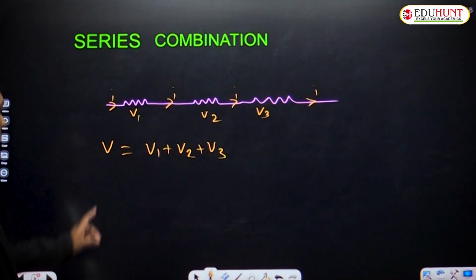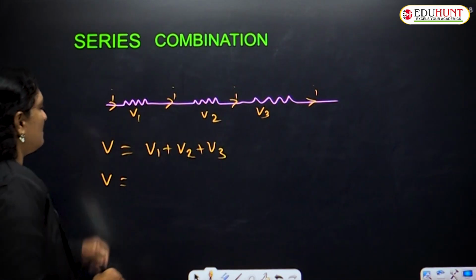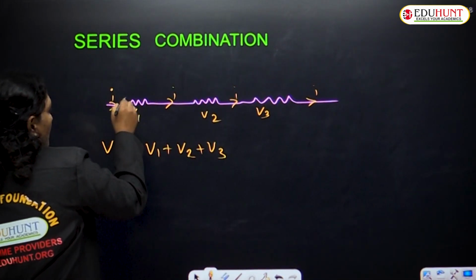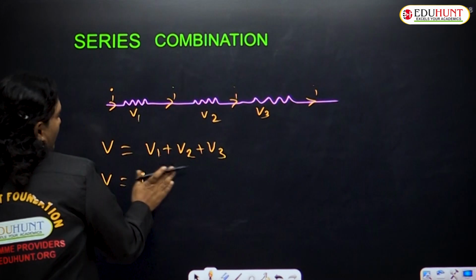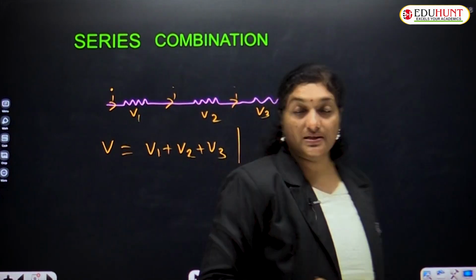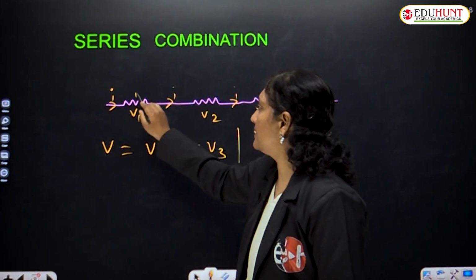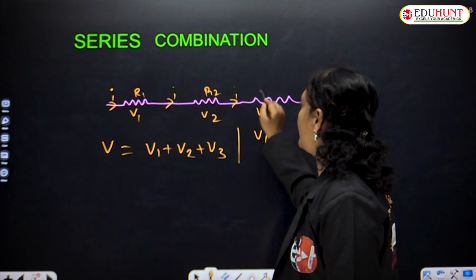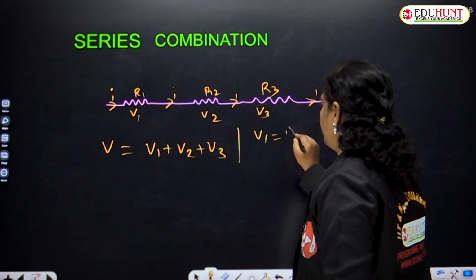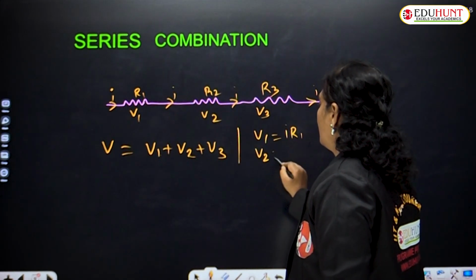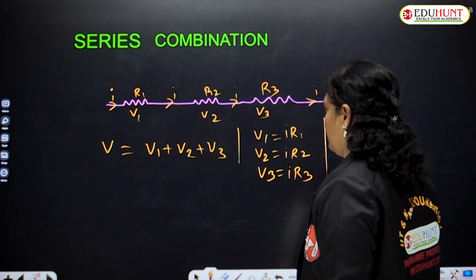So, V1 is nothing but the amount of current passing through the first resistor, which is I into R1. Let me write it separately to make you understand in a better way, children. V1, what is the value of V1? Amount of current into that resistor. This is the first resistor, this is the second resistor and this is the third resistor. So V1 is I into R1. Similarly V2 is I into R2 and V3 is I into R3.